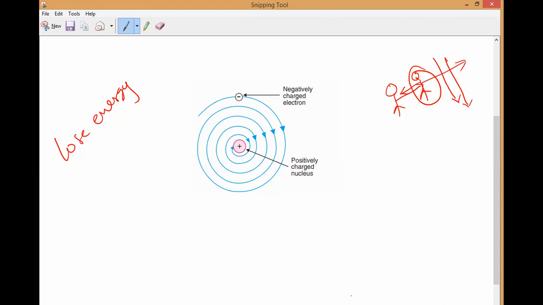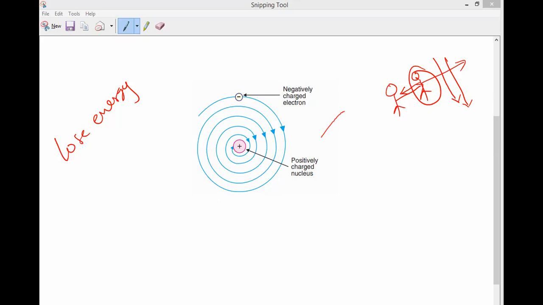Towards me or far away, if I keep on attracting you, what is happening? Towards me. So more strongly attracted by the oppositely charged nucleus, due to which they will come more and more close to the nucleus.